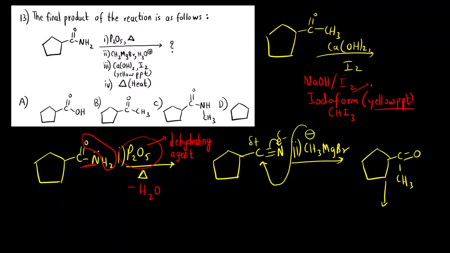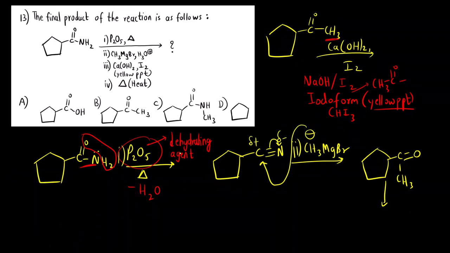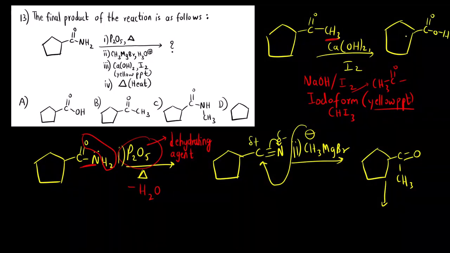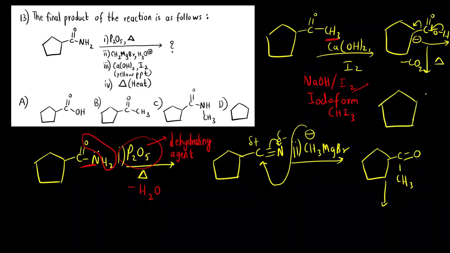Iodoform test is given by which compounds? Compounds that have CH3CO group. So this has CH3CO group. What will happen? The CH3 group will get oxidized to carboxylic acid, C double bond OOH. Last step is heating. Heating, what will happen? This will move here and there will be carbanion formed here. This carbanion will pick up this proton. There will be loss of CO2. This is called decarboxylation. What is going to be the final product? Final product will be this, cyclopentane.